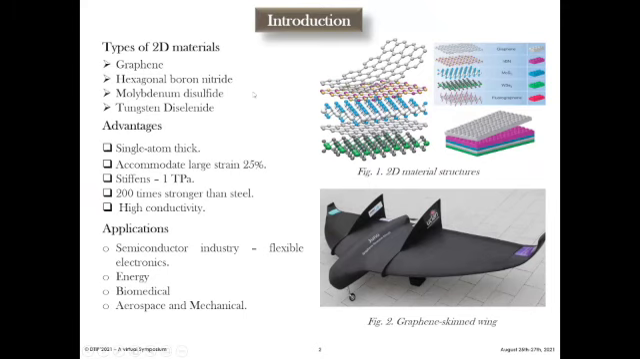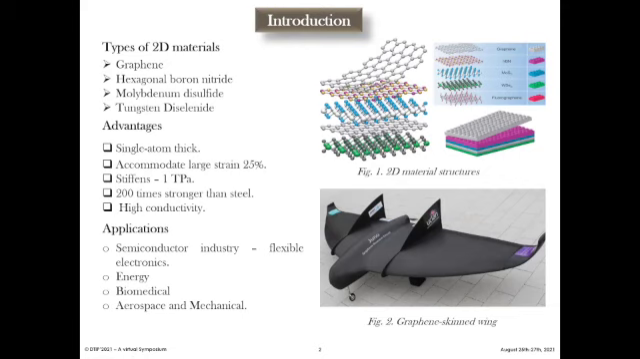Different types of 2D materials have become popular in recent days, like graphene, hexagonal boron nitride, molybdenum, tungsten, etc. Each material has different advantages. Graphene is a monolayer thick and it can accommodate large strain, around 25%. It has a high stiffness, and it is 200 times stronger than steel and lightweight. Moreover, it has high conductivity. So this kind of material can be used in the semiconductor industry, for flexible electronics, energy, biomedical industries, and aerospace and mechanical industries.